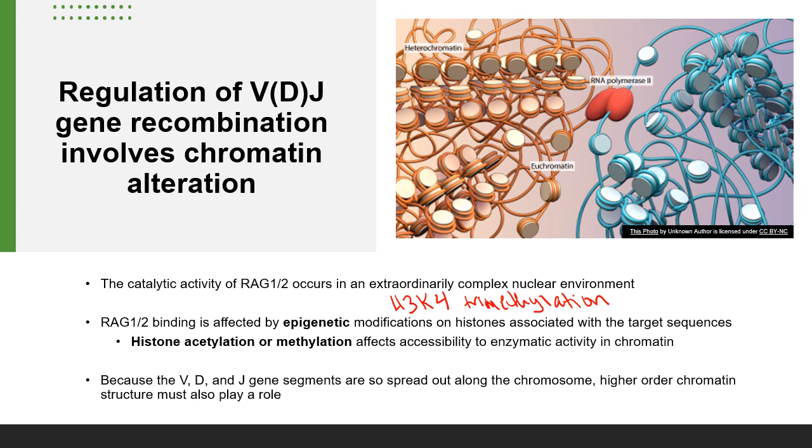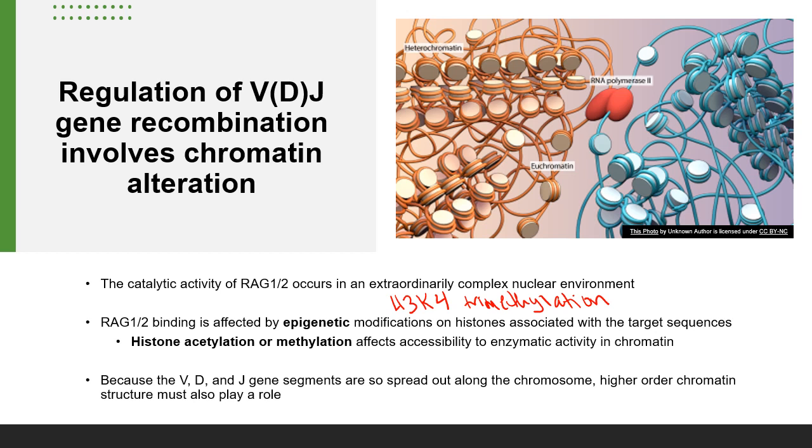So the addition of histone acetyl groups or methyl groups affects the accessibility of the enzyme and its ability to actually reach into the structure. So you'll notice how in this image you've got these densely packed histones, the DNA wrapped around those histone cores, and it creates these fairly tight little fibers. For the RNA polymerase or for the RAG1 and RAG2 enzyme to actually be able to fit in there, you have to loosen this up a little bit.